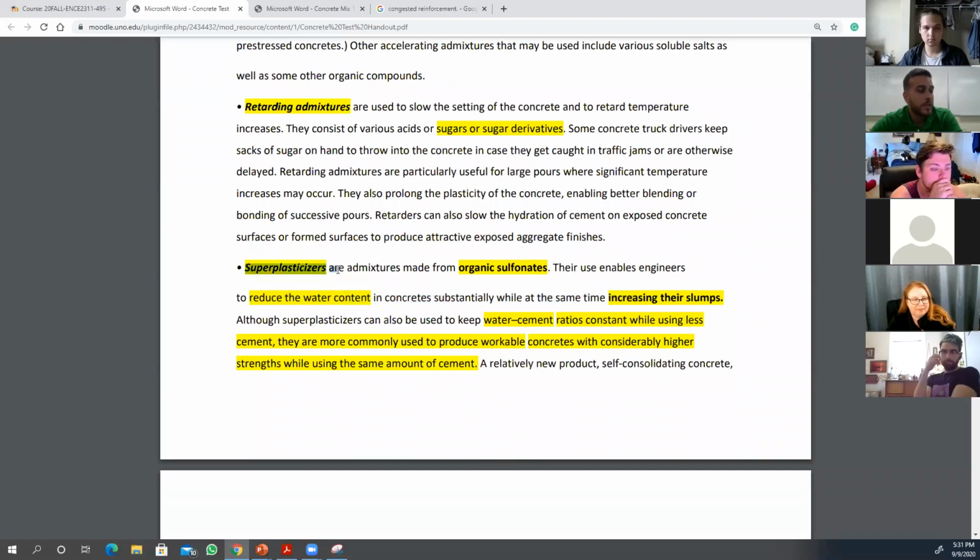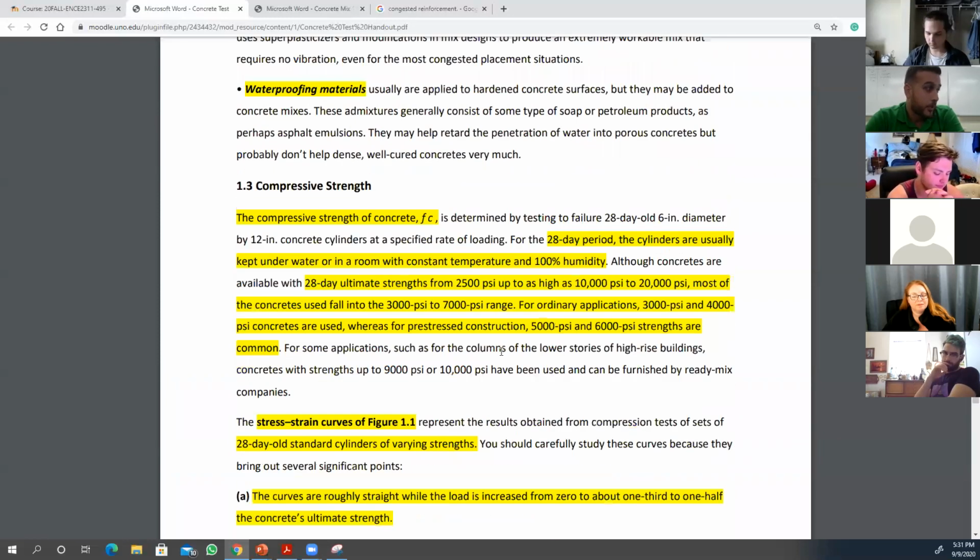If I use the super plasticizer, I get reduction in the water content, right? I'm not messing up the strength, but I also increase the slump. So this concrete is workable. I keep the water cement ratio constant while using less cement. They are commonly used to produce workable concretes with considerably higher strength while using the same amount of cement. What else do you want? Okay.